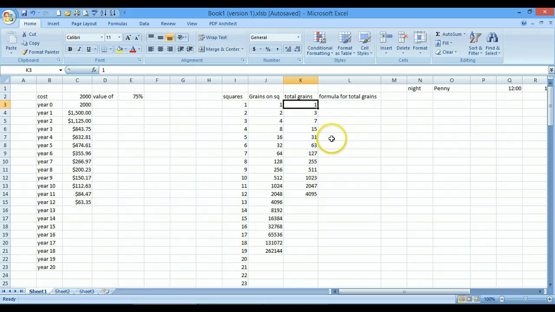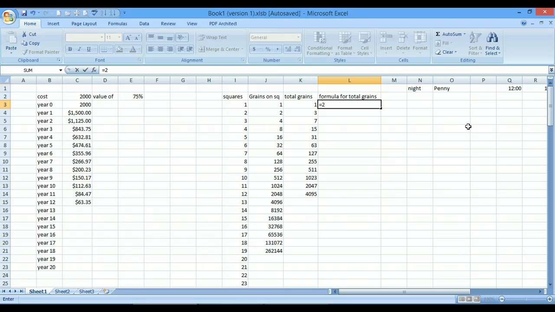Okay, so let's look for more patterns. The total grains here actually aren't too far off from the next doubling. 7, that's only one off. 15 is only one off. 31 is only one off. In fact, it's continuing to be only one off from the next doubling. So let's find the formula by using that.